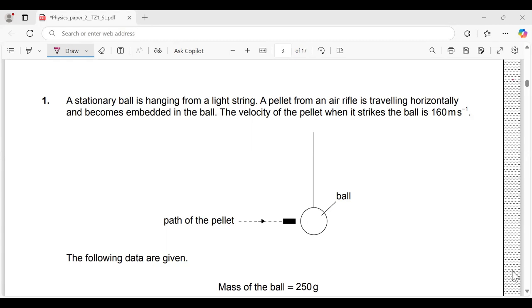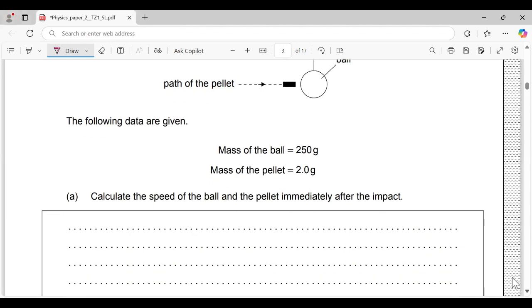The following data are given as information: mass of the ball 250 grams, mass of the pellet 2 grams. So the pellet is inside the ball. The pellet mass is 2 grams and the ball mass 250 grams, so the total is 252 grams. Calculate the speed of the ball and the pellet immediately after the impact.